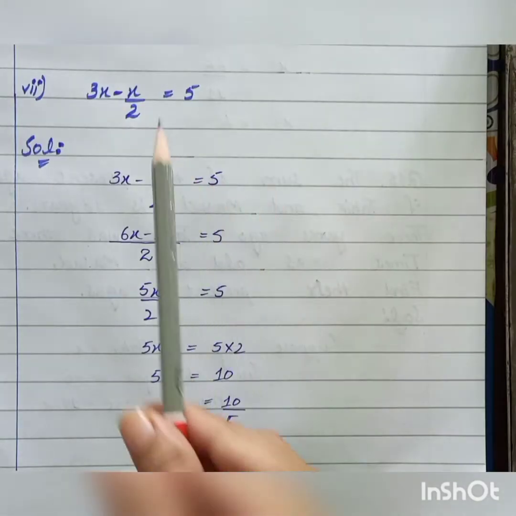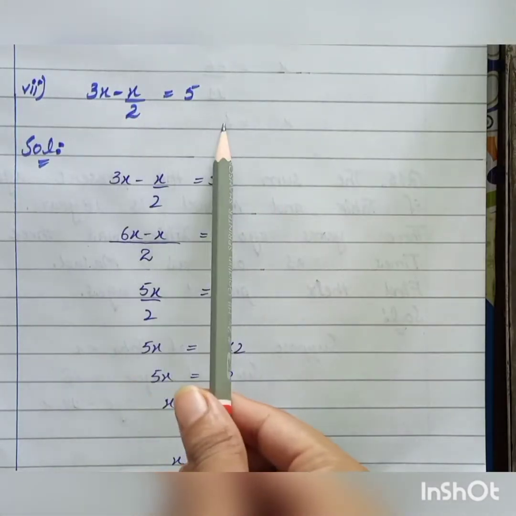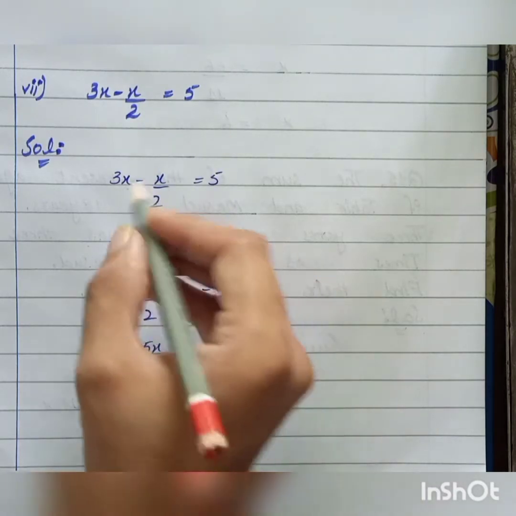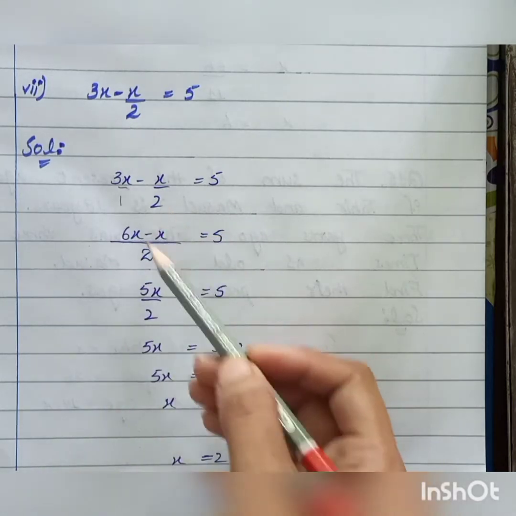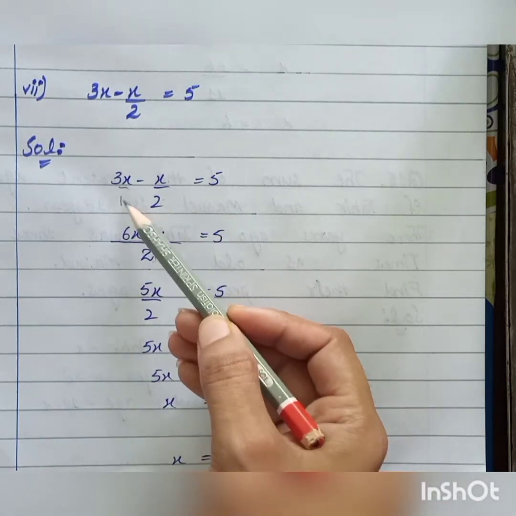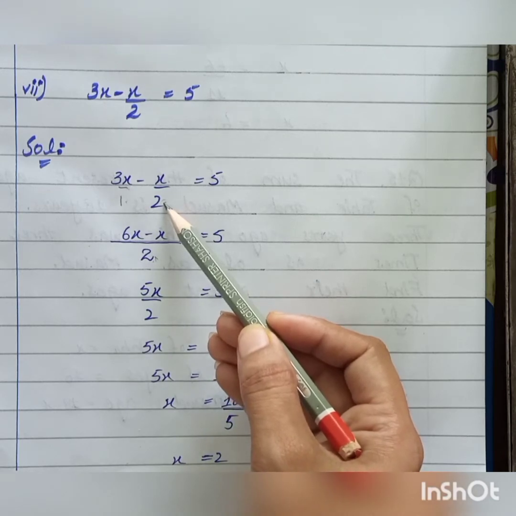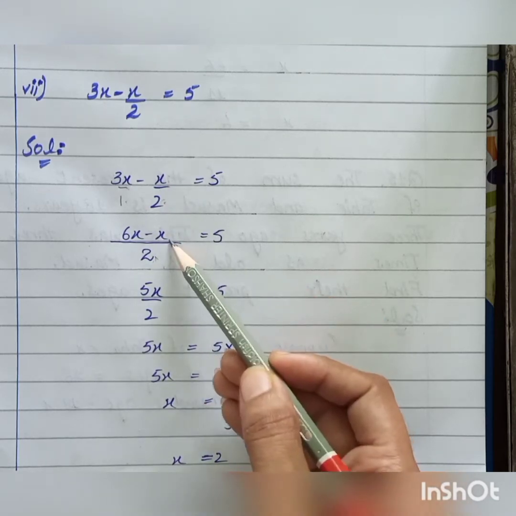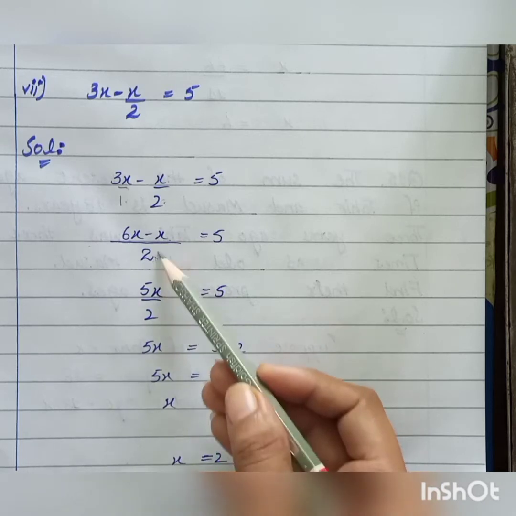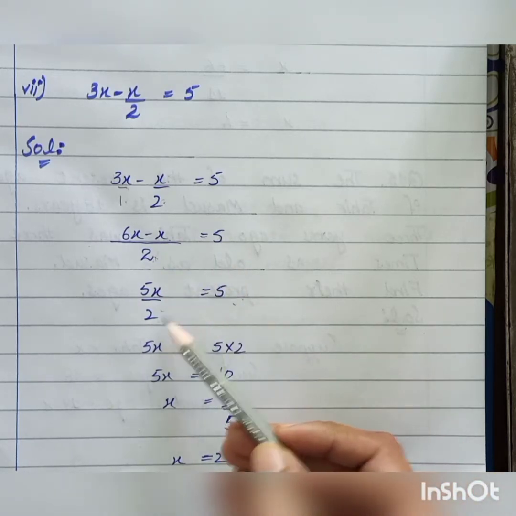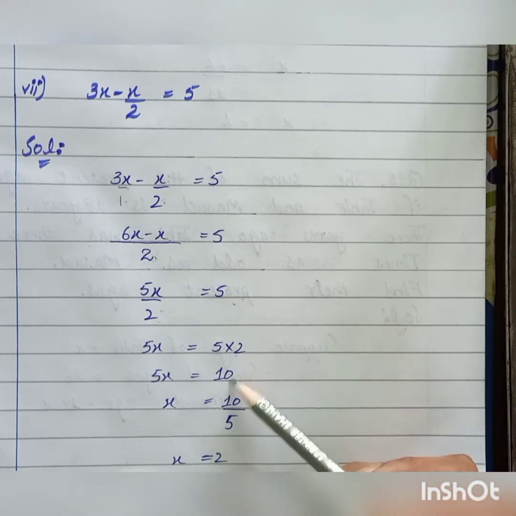Of question number 14, the next part is 3x minus x by 2 is equal to 5, where the LCM of 2 and 1 is 2. 2 threes are 6 into x, 2 twos are 2 divided by 2 is 1, and 1 into x is equal to x. So 6x minus x is equal to 5x divided by 2 is equal to 5. 5 is as it is. So 2 multiplied by 5 is equal to 10, and 10 divided by 5 is equal to 2. So x is equal to 2.